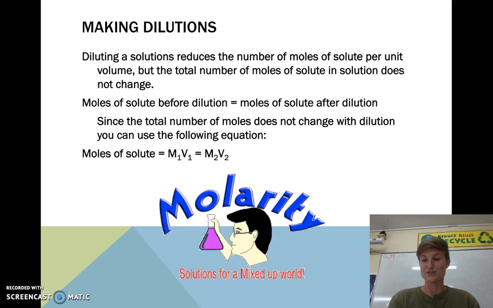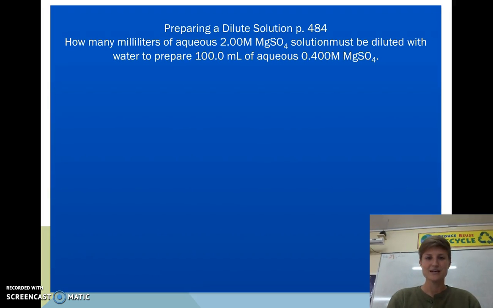And so we're going to do a problem to test that we can do this. Again, we're on page 484. Our problem: how many milliliters of aqueous 2 molar magnesium sulfate solution must be diluted with water to prepare 100 milliliters of aqueous 0.4 molar magnesium sulfate? So in changing the molars, how much solution do we need to dilute?